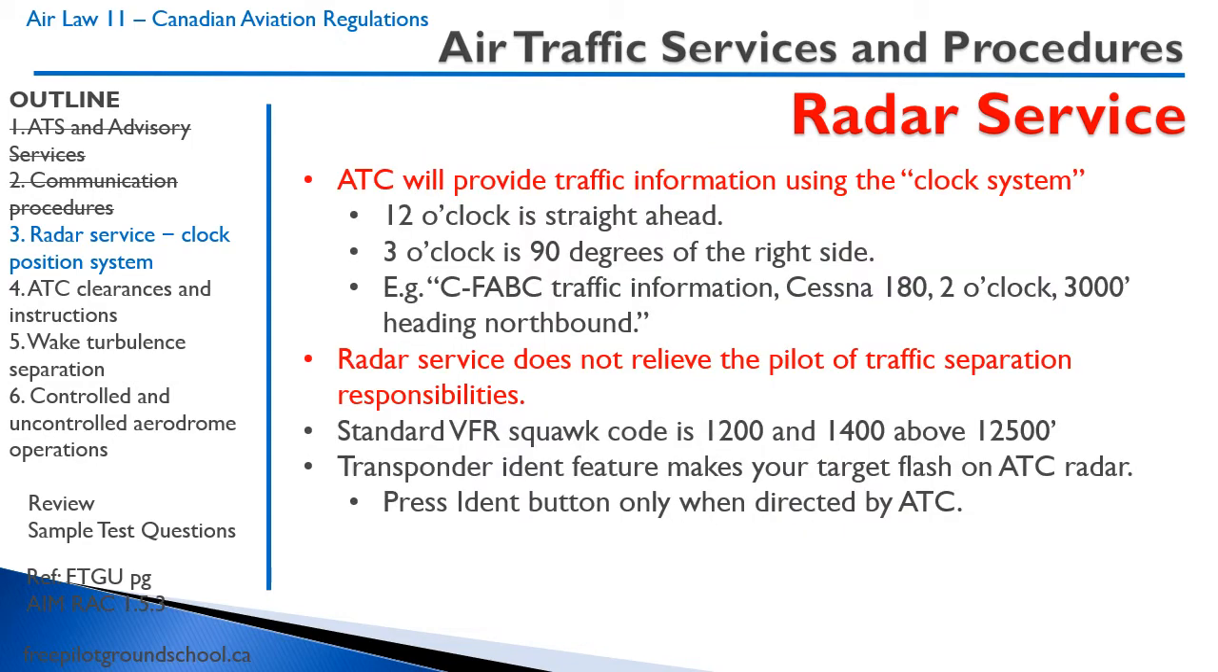Air traffic control often provides traffic information using what's called the clock system. 12 o'clock is straight ahead, 3 o'clock is 90 degrees to the right side. So for example, air traffic control might say, Fox Alpha Bravo Charlie, traffic information, Cessna 180, 2 o'clock, 3,000 feet heading northbound. Should be pretty obvious. You have traffic about 60 degrees off your nose, they're at 3,000 feet, and they're heading north. Now you know where to look.